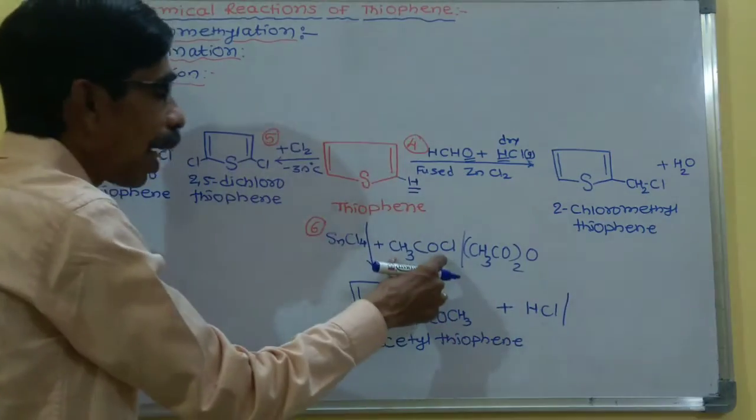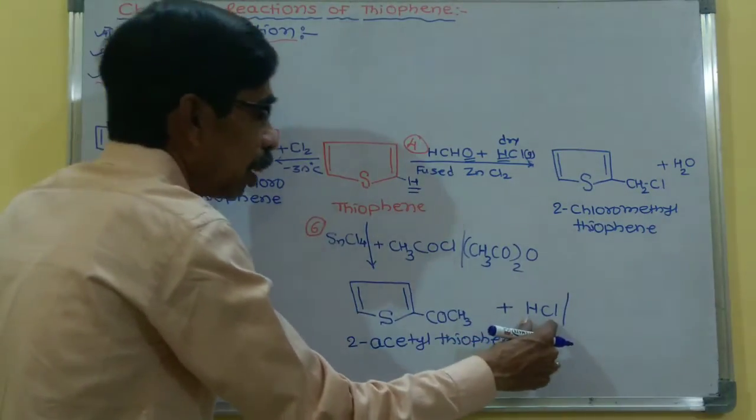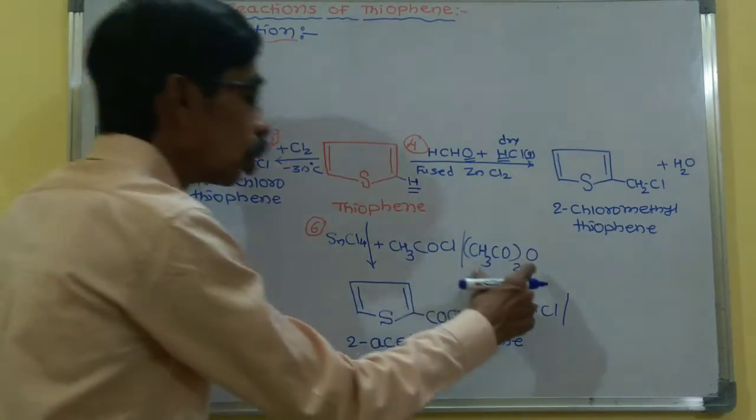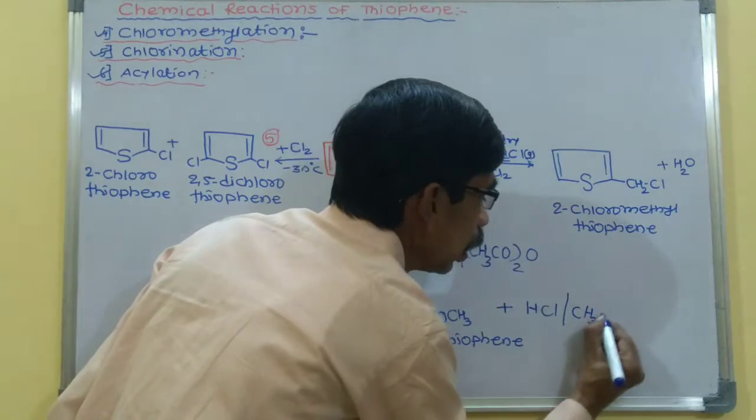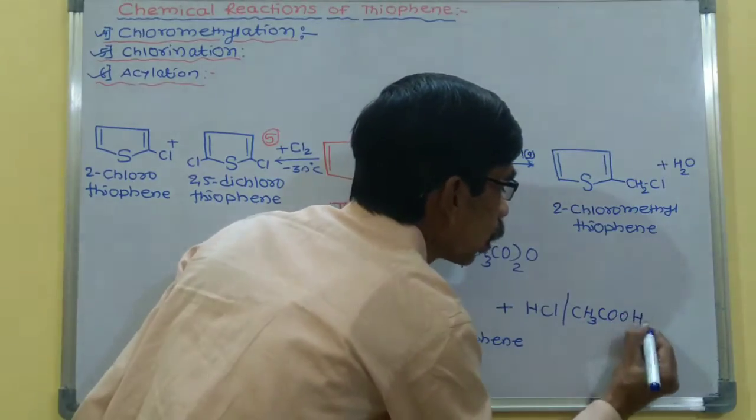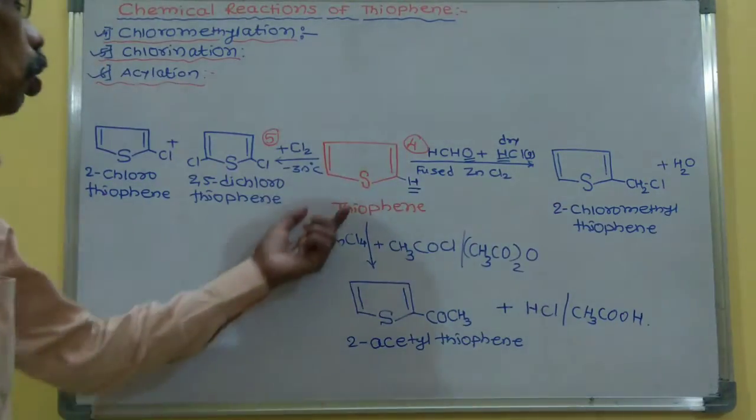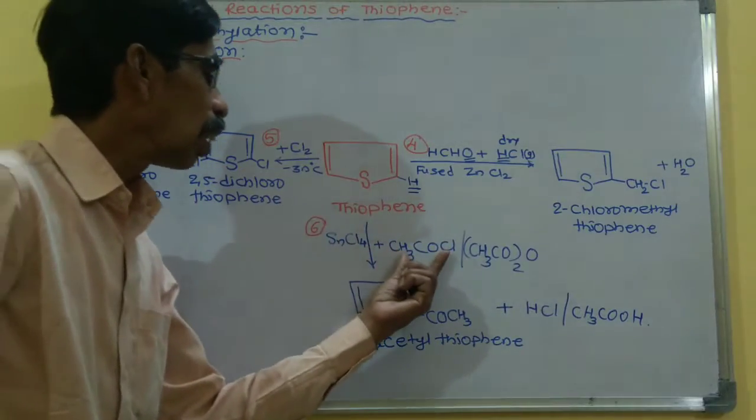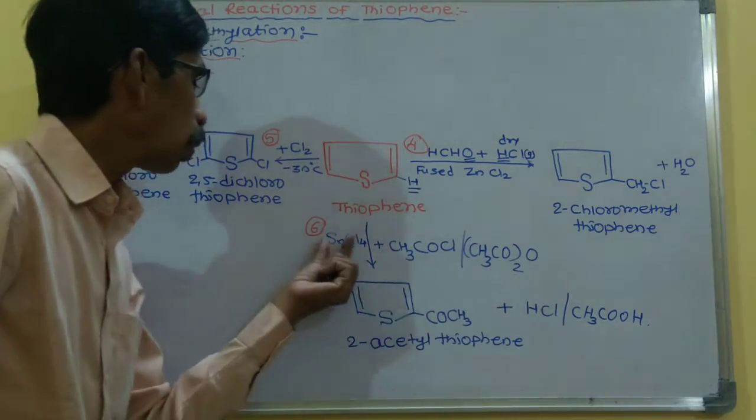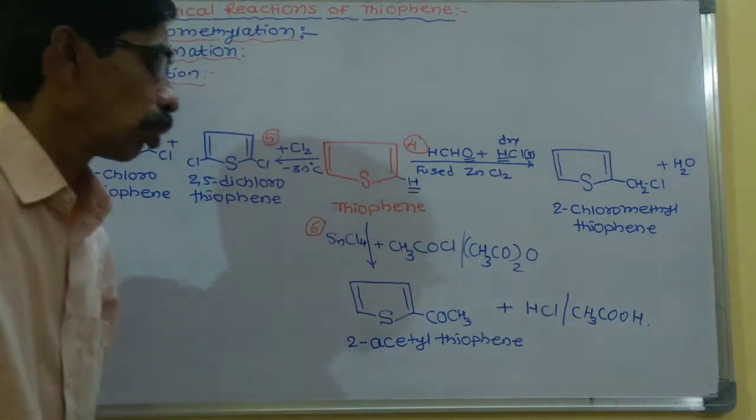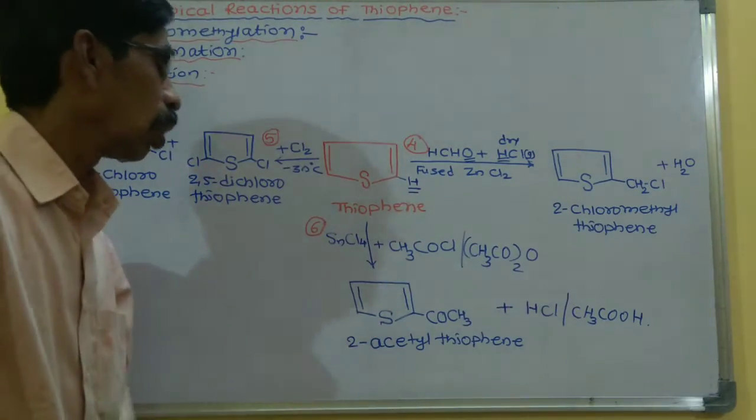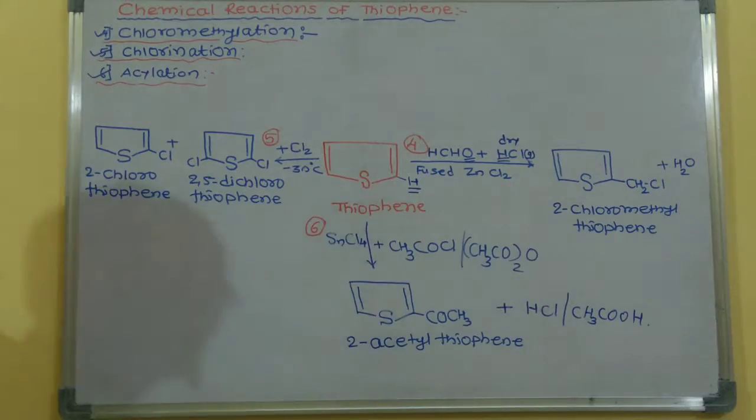Whenever we use acetyl chloride, it produces HCl. Whenever we use acetic anhydride, it produces acetic acid, CH3COOH. So when thiophene reacts with acetyl chloride or acetic anhydride in the presence of stannous chloride, it gives 2-acetylthiophene. So this is the product. These are the chemical reactions of thiophene.